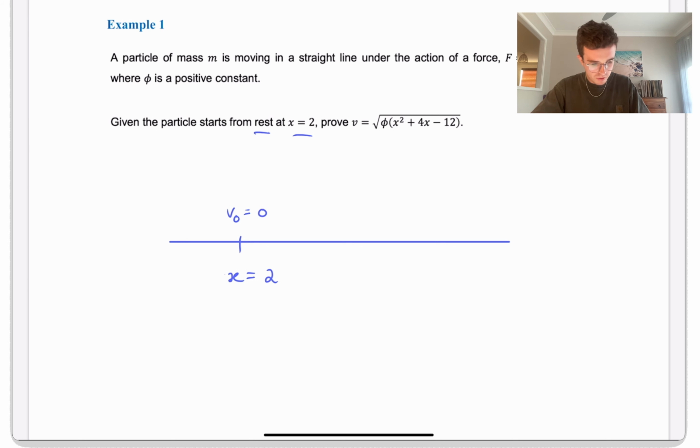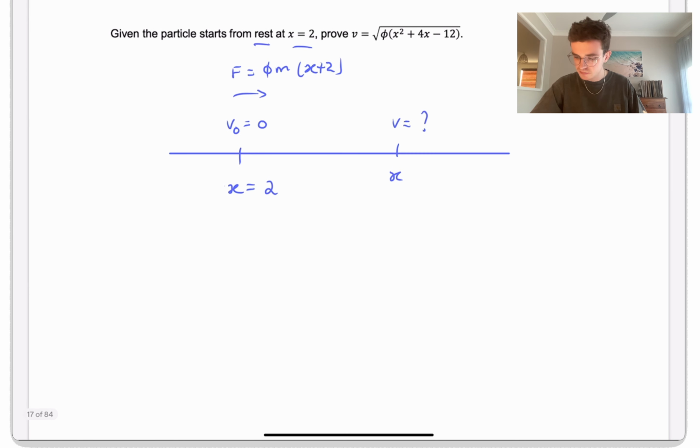Now, we've got it moving in a straight line. We don't necessarily know the direction it's moving in, but we do know that omega is a positive constant, which kind of implies that it's moving this way. So the force is equal to omega m (x plus 2). We want to prove that its velocity is this at some point in time. So we've got some x, and the velocity is something. We don't know what it is.